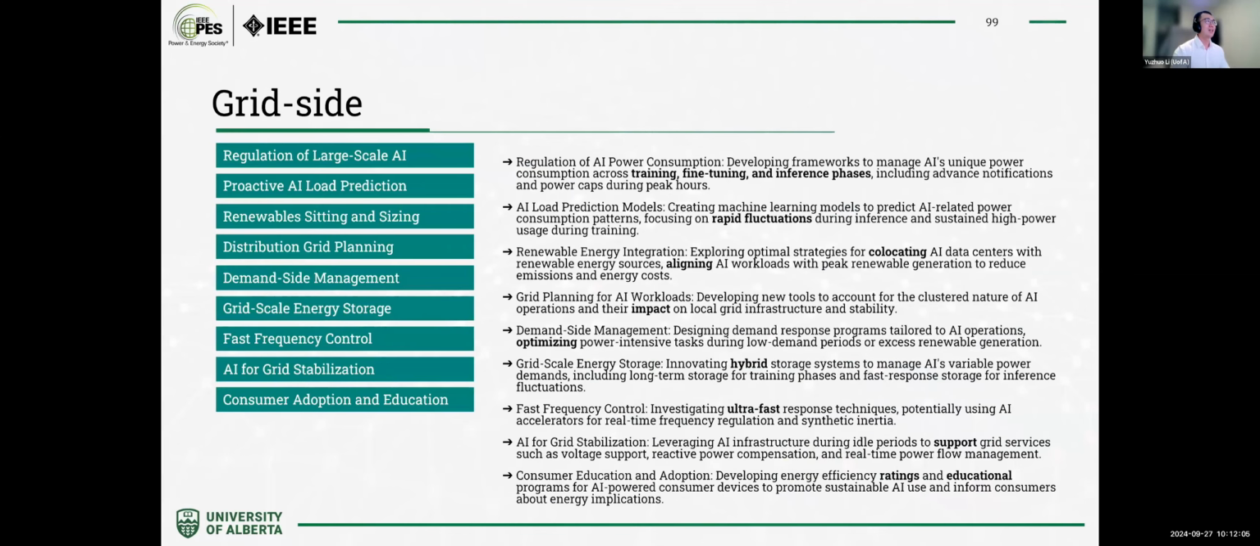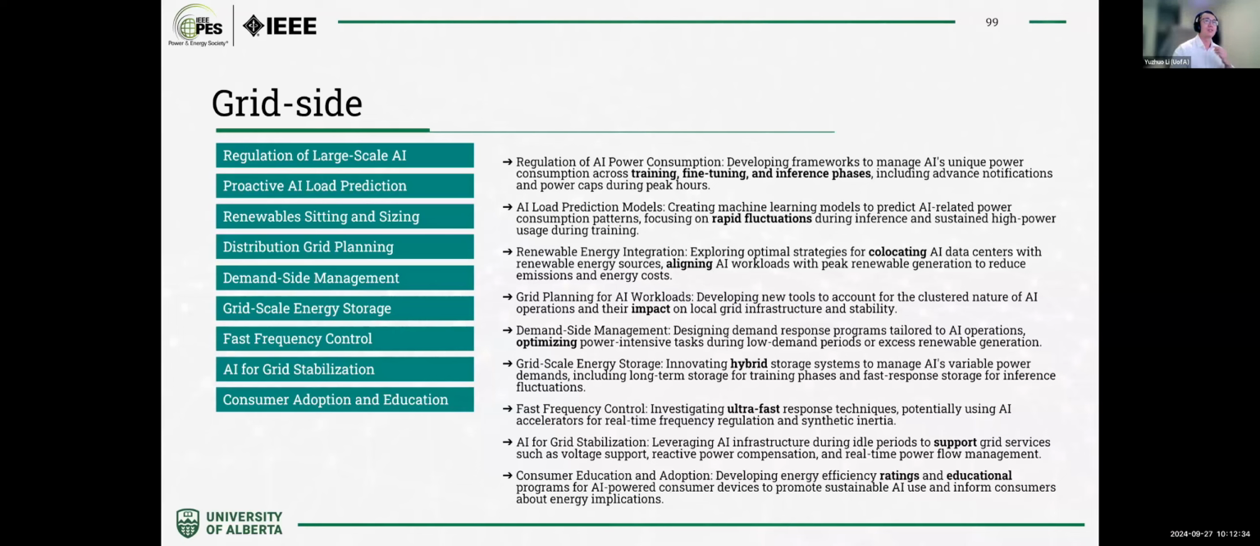And also let's talk about the grid side. There's a lot to talk about. From the regulation of large-scale AI, to AI load prediction using machine learning, renewable integration and new distribution grid planning, demand side management, and grid scale energy storage, because the grid needs to prepare for the power transients, so energy storage should be there.